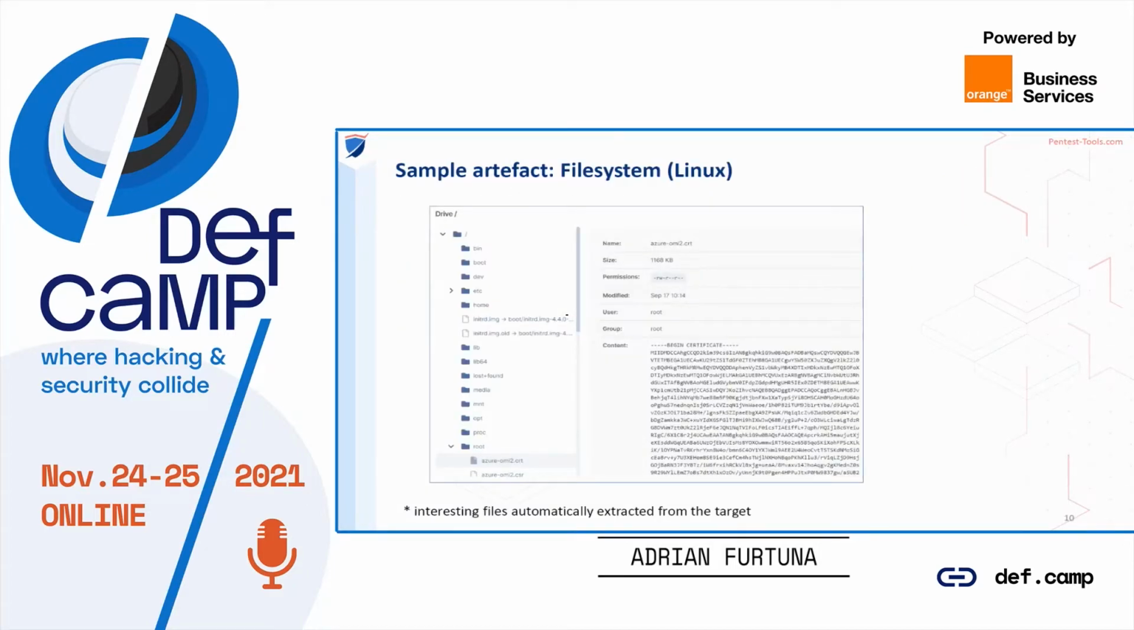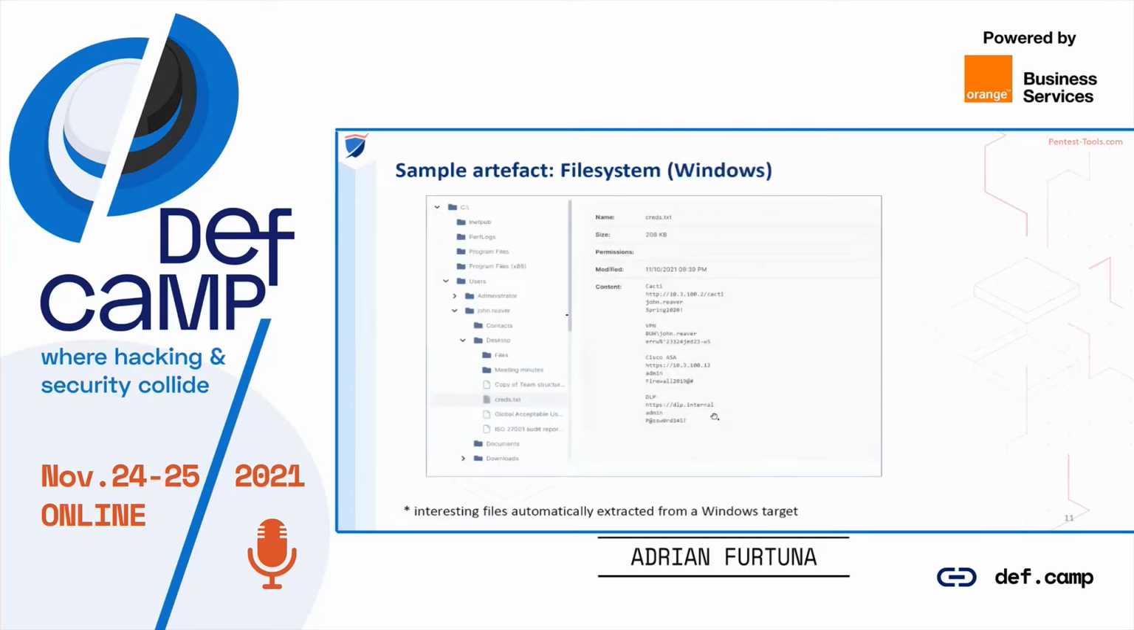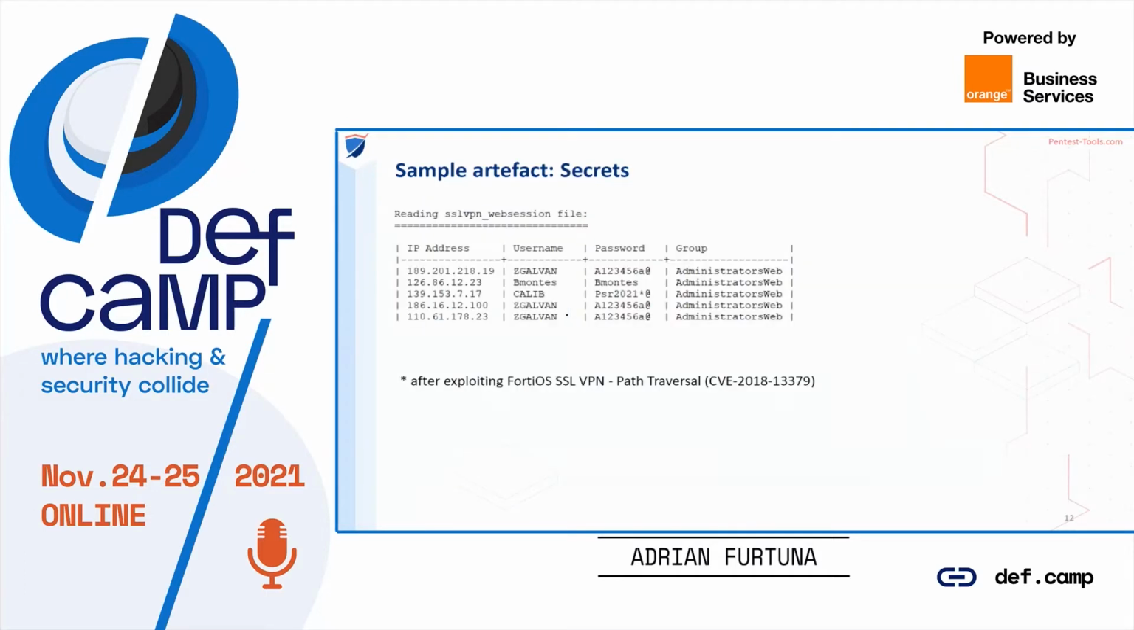Here is a sample artifact. It's extracted from a Linux machine. You can see that you can browse through the files and read, in this case, a certificate file. Another one from a Windows system. You can see some text file that you can read from the target, which contains some sensitive information. We will see this in the demo also.